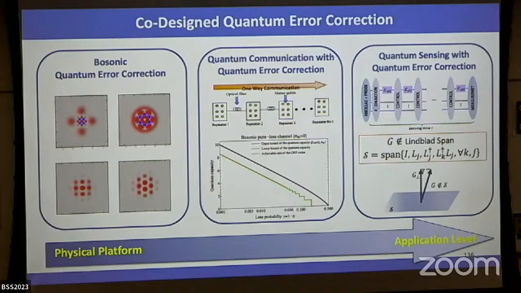I would say the key message is that when we design the codes, we need to think about what the physical platform is, what the dominant error is, and how we can implement those error corrections. On the other hand, we should think about what we want to use the error correction for, whether computing, communication, sensing or other applications. That will help us design a good code.